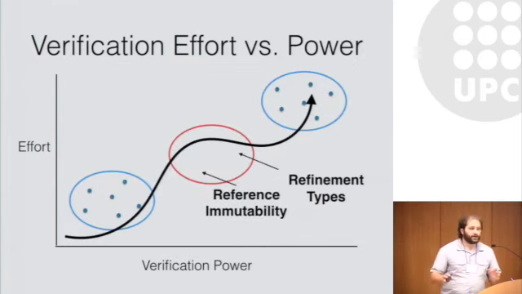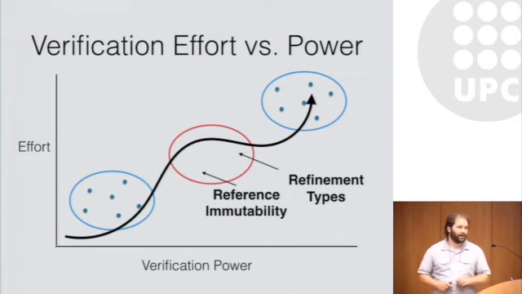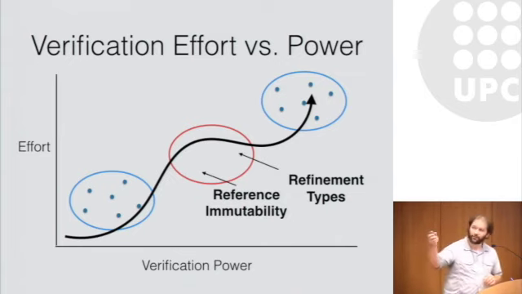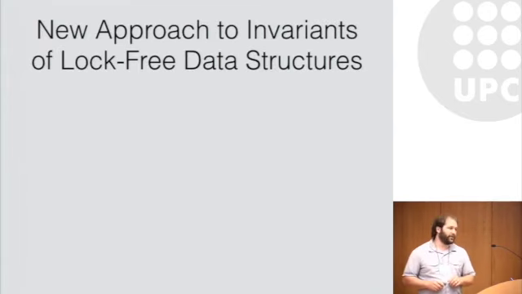And I'm particularly interested in this slice of the space, looking at reference immutability and refinement types, because it turns out there's slowly growing anecdotal evidence that these are things that actual developers are not immediately scared of. So that, in fact, there are actually people writing code now using reference immutability.